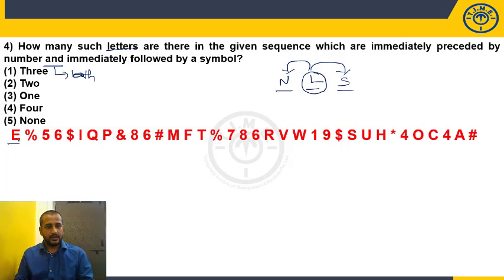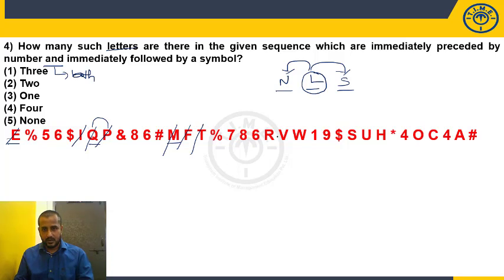Where is the first letter? E. Is it preceded by a number? No. Fine. So leave it. Next letter Q. Is it preceded by a number? No. So leave it. Now come to the P. Is it preceded by a number? No. So leave it. Next, M. Is it preceded by a number? No. Leave it. F. Is it preceded by a number? No. Leave it. Next, T. Is it preceded by a number? No. Leave it. These are not our required elements. Next, I. Is it preceded by a number? No. Leave it.